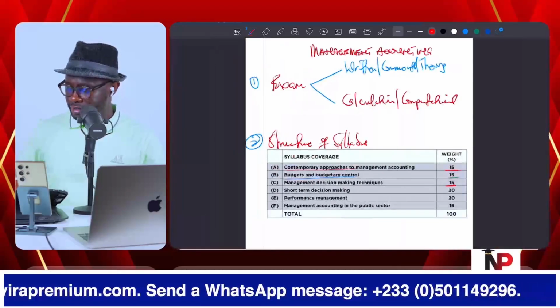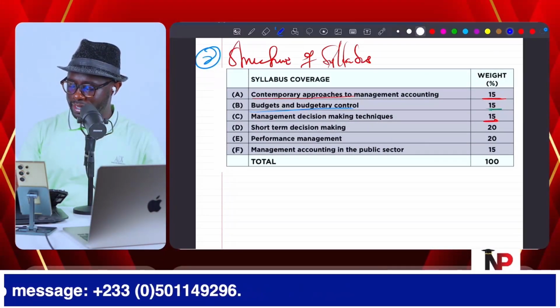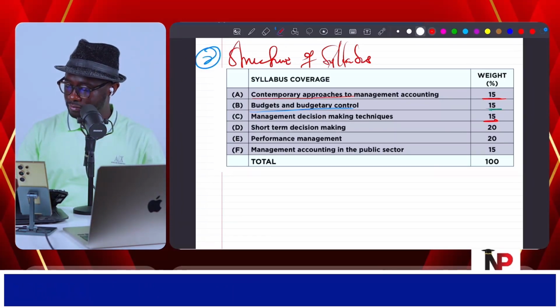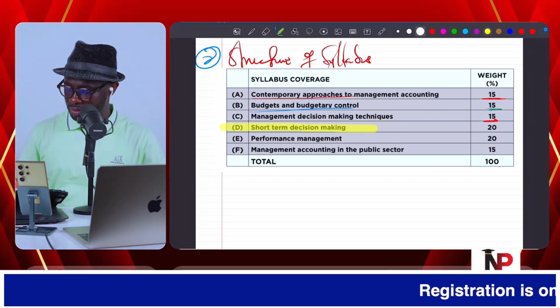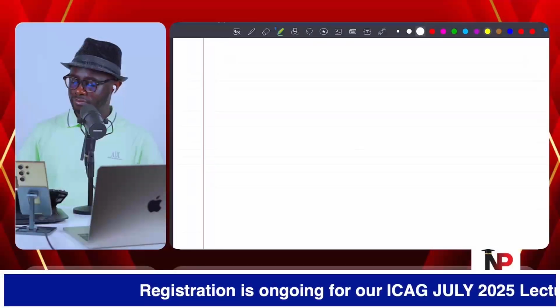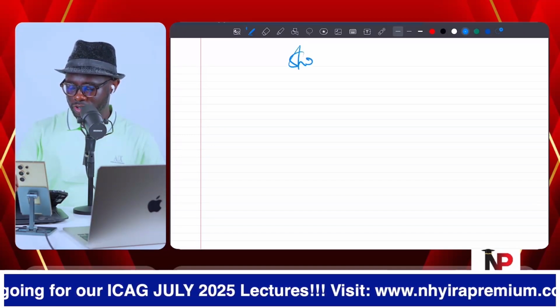At this point, the journey is getting interesting. We go to a 20% area of our syllabus, and that is short-term decisions. That's 20% short-term decisions.